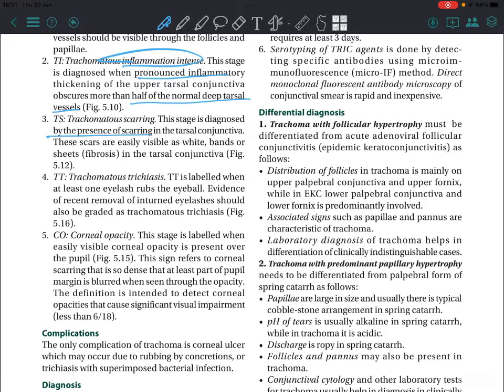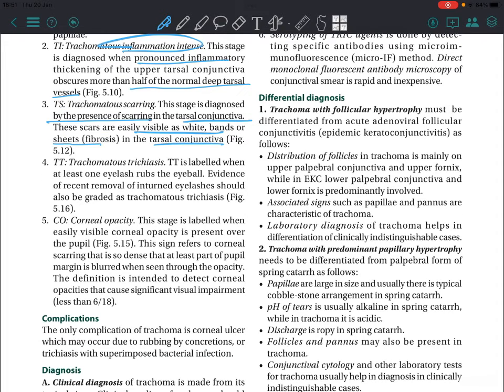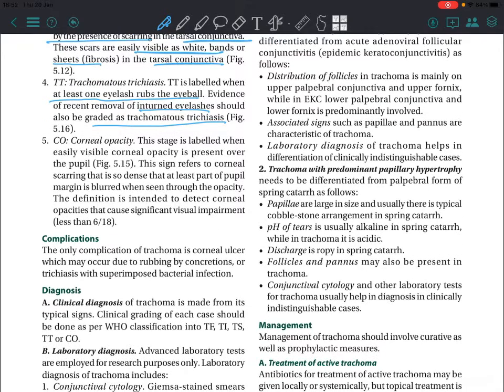Trachomatous scarring. The stage is diagnosed by the presence of scarring in the tarsal conjunctiva. These scars are easily visible as white lines, bands or sheets in the tarsal conjunctiva. Trachomatous trichiasis is labeled when at least one eyelash rubs the eyeball. Evidence of recent removal of inturned eyelashes should also be graded as trachomatous trichiasis.